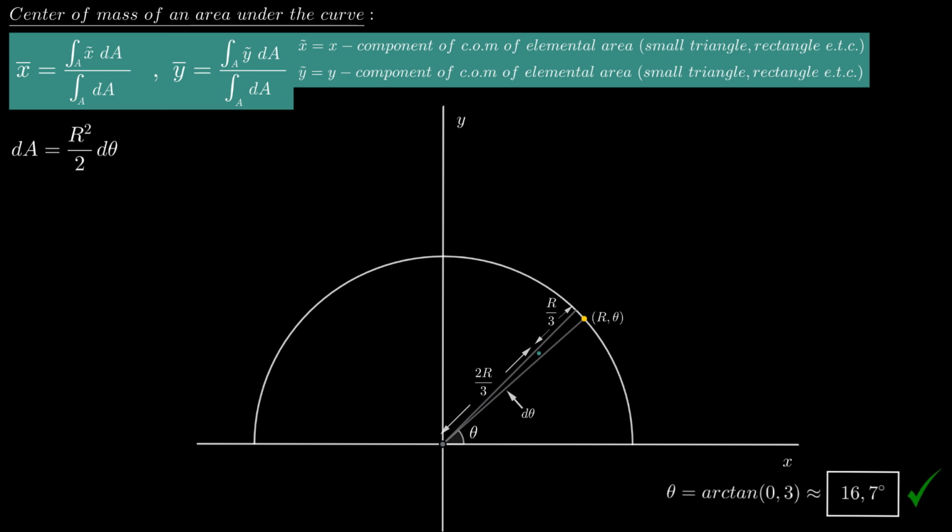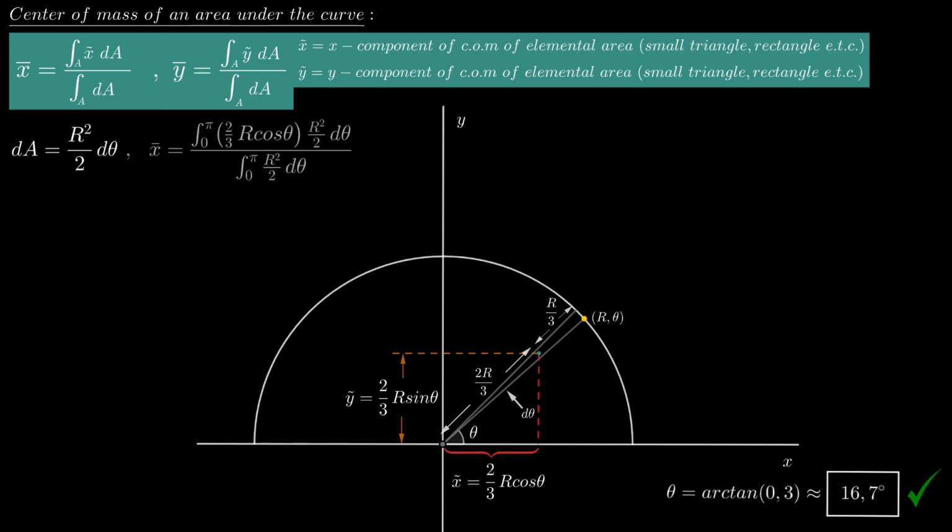Now we'll put squiggly x and squiggly y in terms of r and theta using trigonometry, and we have squiggly x equals 2 over 3 times r times cosine of theta, and squiggly y equals 2 over 3 times r times sine of theta. And we plug these values in our center of mass formula, and we get x bar equals the definite integral from 0 to pi of 2 over 3 times r times cosine of theta times r squared over 2 d theta over the definite integral from 0 to pi of r squared over 2 d theta.